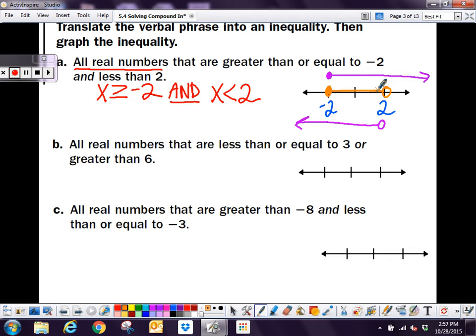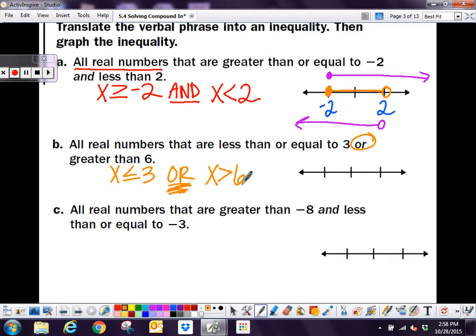Okay, let's look at B. All real numbers that are less than or equal to 3 or greater than 6. All right, so we've got all real numbers, so that's x, that are less than or equal to 3, or they're greater than 6. Well, what's greater than 6? It's those all real numbers. So we've got x is greater than 6.